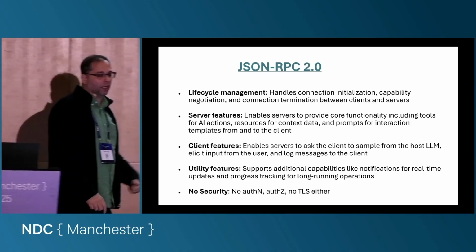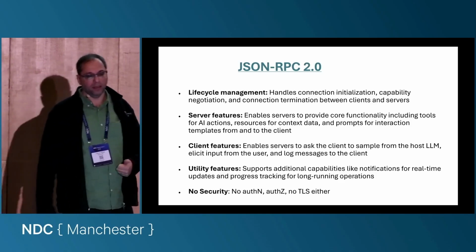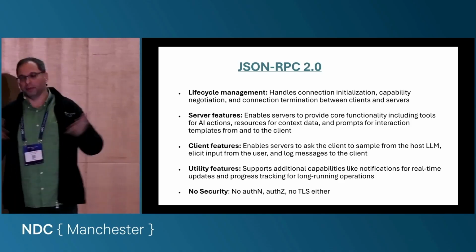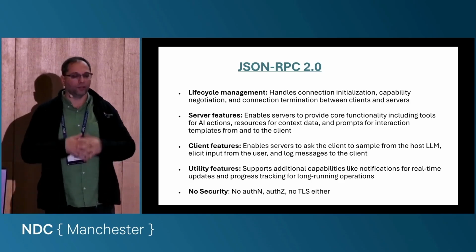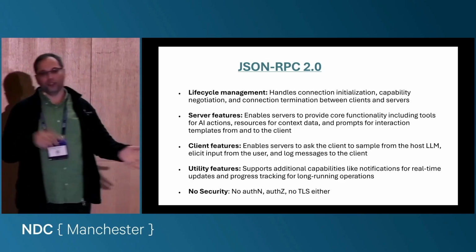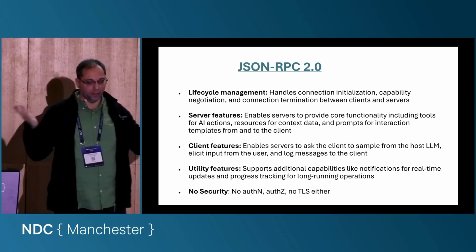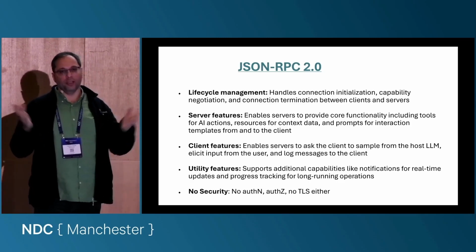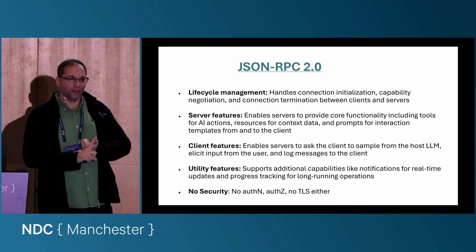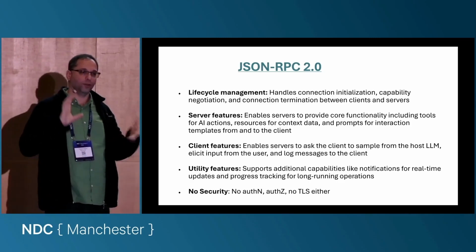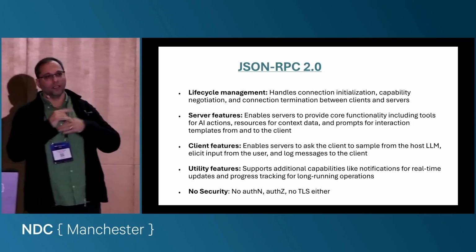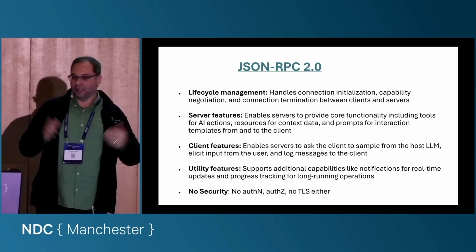The communication, okay. What's the communication protocol of MCP? JSON RPC. So JSON RPC has all of this lifecycle management, server features, client features, utility features. But as we are in a security conference, there's no security in it. There's no authentication, there's no authorization, there's no TLS. It's just a protocol to do JSON RPC.